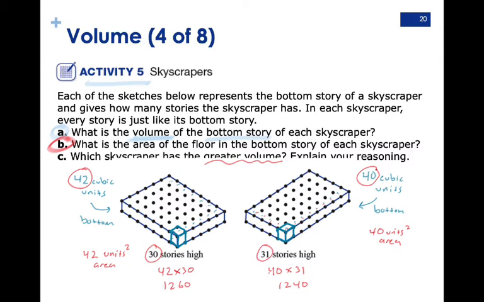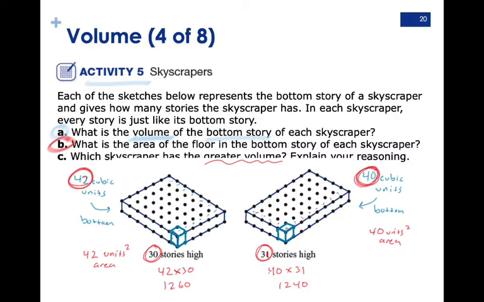Now, another way of doing this is just comparing. We see that this first building has 2 more cubic units per floor. But it is shorter, right? And this one here has less per floor, right? But it does have a little bit more. So this extra story here, this 31st story, right, is going to give us a whole other group of 40.